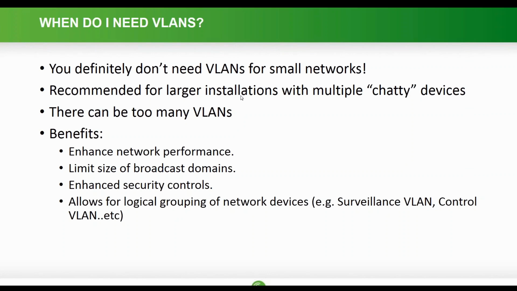VLAN is a solution to a problem, and the problem being you have a lot of chatty devices on the network. So your surveillance system, your NVR with IP cameras, they send a lot of traffic between each other. So that's a chatty system. Your control system, between touch panels and the controller and other devices that the control system is controlling over the IP network, is also sending a lot of multicast or broadcast traffic. So that's a chatty system. Once that system scales to a size, then you need to isolate that chatter into its own VLAN.